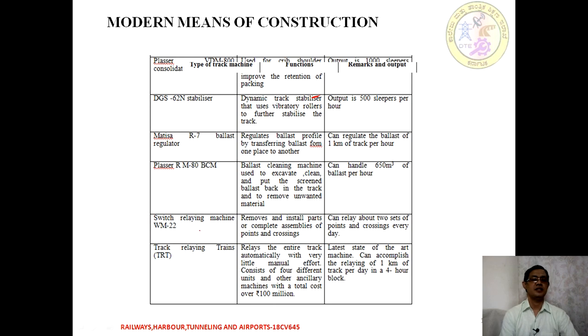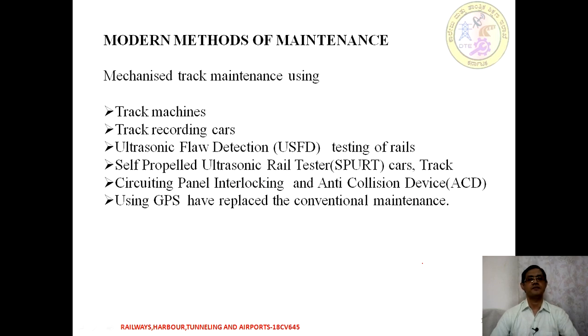Next is going to be a track relaying train, that is a TRT. As we know, it relays the entire track automatically and with very little manual effort. So its output, with the latest state, is that it can accomplish relaying of 1 kilometer of track per day within 4 hours of time. So that is an advantage of using modern equipment for the construction.